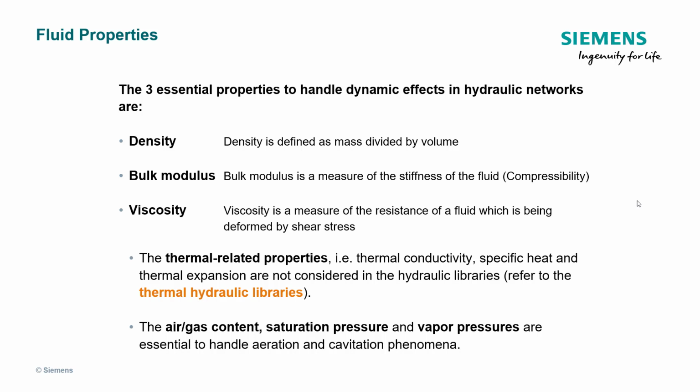There are three essential properties to handle dynamic effects in hydraulic networks. First, fluid density. It's defined as mass divided by volume, and it describes the mass characteristics. The second one is bulk modulus. It's a measure of stiffness of the fluid. Some fluids are more compressible, so they are less stiff. The last one is viscosity. It's a measure of resistance when fluid is moving, and it is caused by shear stress. These three properties are the most important ones in hydraulic simulation when using HYD library components.